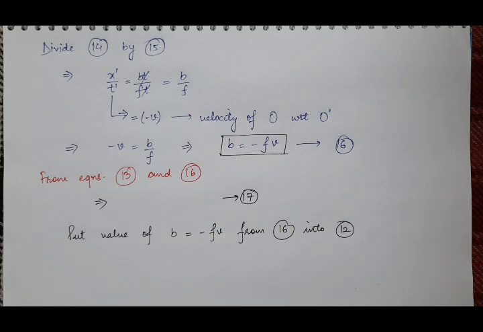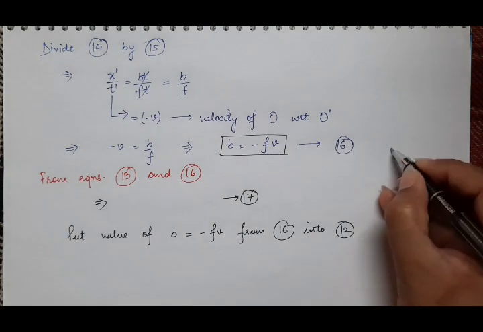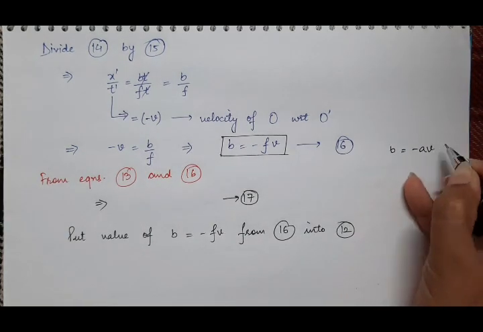Now from equation 13, we have b is equal to minus av from equation 13.